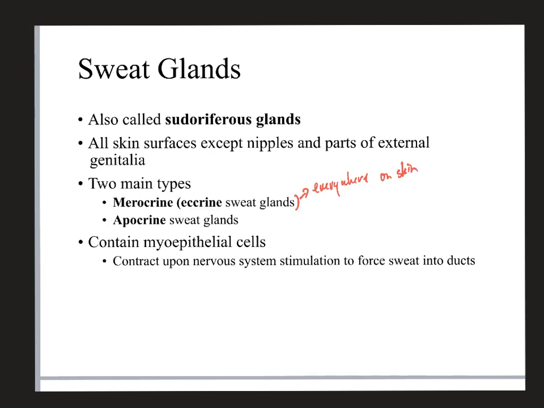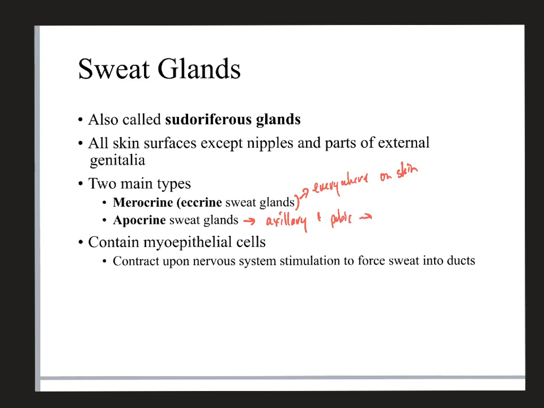Forehead, arms, legs, chest, you name it, right? And then you have apocrine sweat glands, which are found in some distinct areas. We have the axillary region, armpits, and the pubic region, right, and by the genitals.